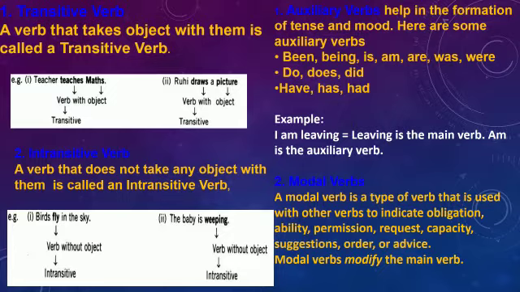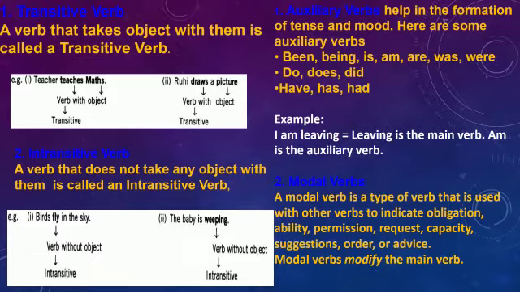Now let us see auxiliary verbs. Auxiliary verbs help in the formation of tense and mood. So look at some auxiliary verbs: been, being, is, am, are, was, were, do, does, did, have, has, had. Example: I am leaving. Leaving is the main verb, am is the auxiliary verb.